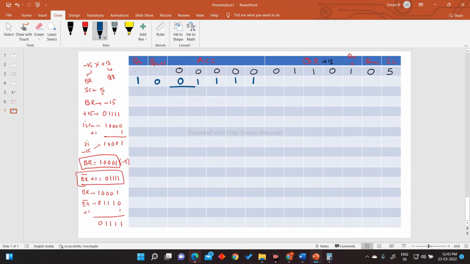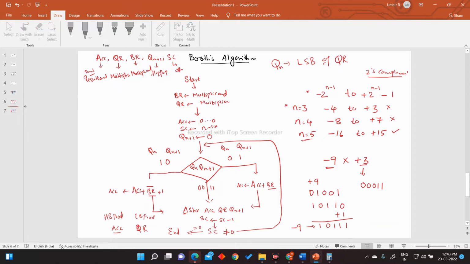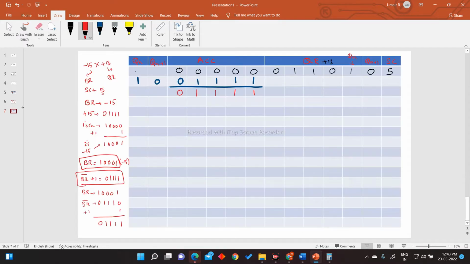Now perform the addition between these two, and you are going to get the answer as 0 plus 1 is 1, 0 plus 1 is 1, 0 plus 1 is 1, 1 and 0, right? So once we perform this operation, you have to do arithmetic shift right accumulator, QR and qn plus 1, right? So this 0 will come here, and this 1 will go here, that we are shifting towards right. And this 0 will come and reside here. This 1 will be here, this 1 will be here, this 0 will be here, and this 1 will shift here.